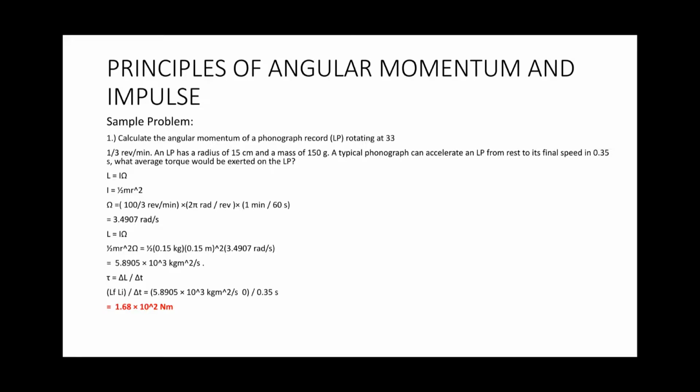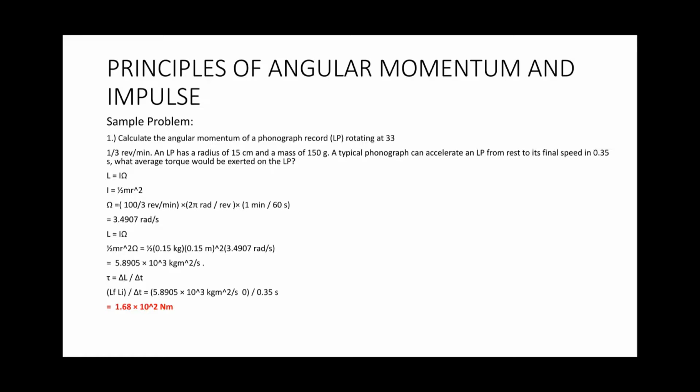First, the angular momentum of a rotating body is L equals I times omega. This means that angular momentum is equal to the moment of inertia multiplied by omega. An LP is a solid disk. Consulting a table of moments of inertia, we find that I is equal to 1/2 mr squared. The angular velocity must be converted to rad per second.